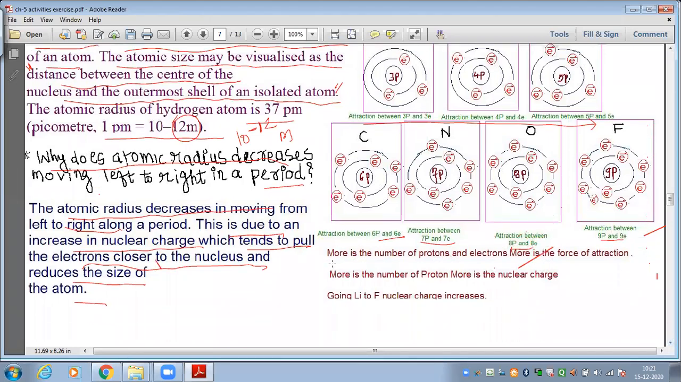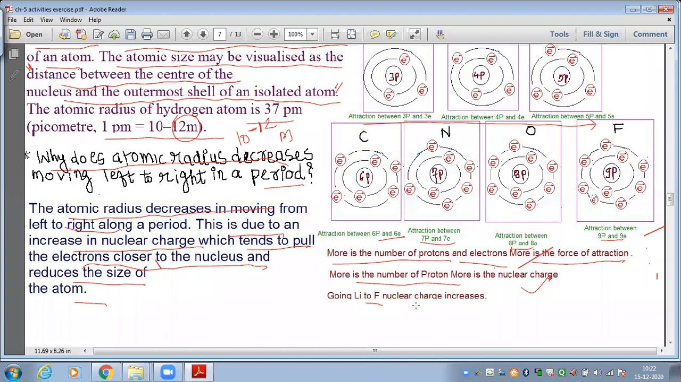So my dear students, the more the number of protons and electrons, the more the force of attraction. So as you move left to right, there will be more force of attraction between the protons and electrons. The more the number of protons, the more the nuclear charge. So as you move from left to right, the nuclear charge increases. Please remember, my dear students, as you move from left to right, the number of protons and electrons increases, and that is why the nuclear charge increases.